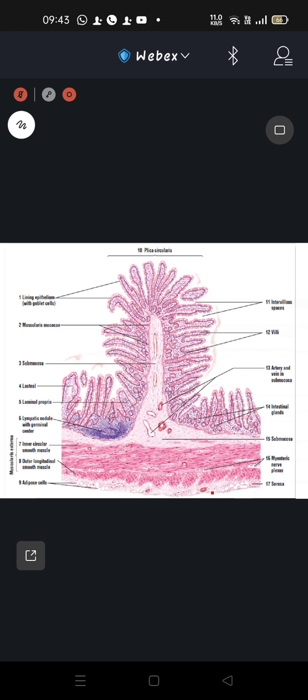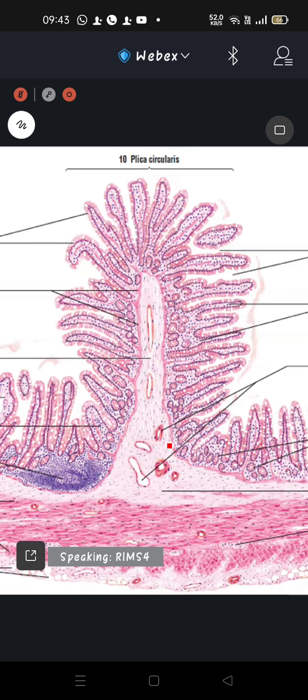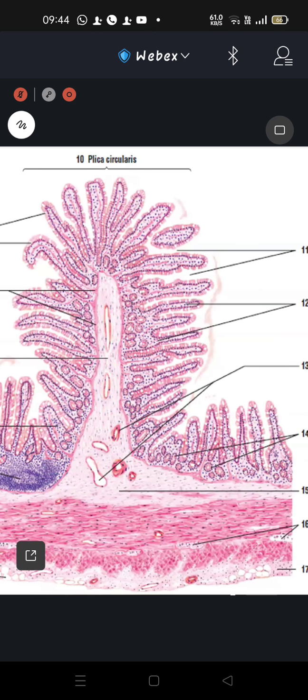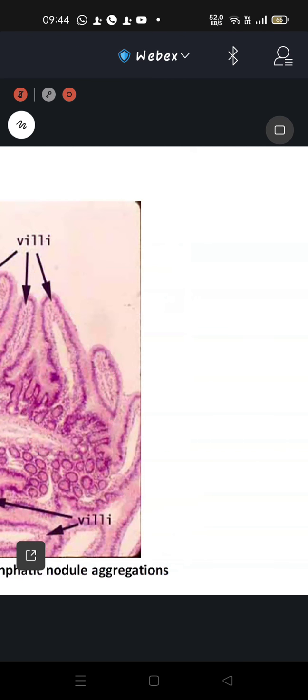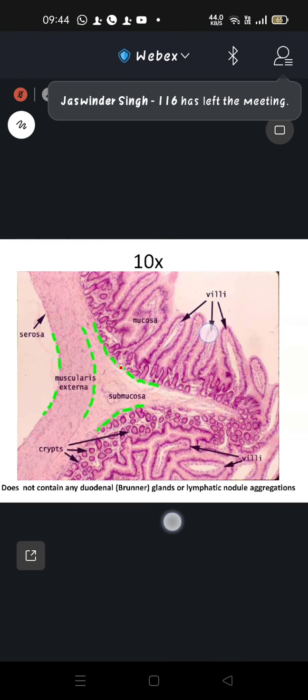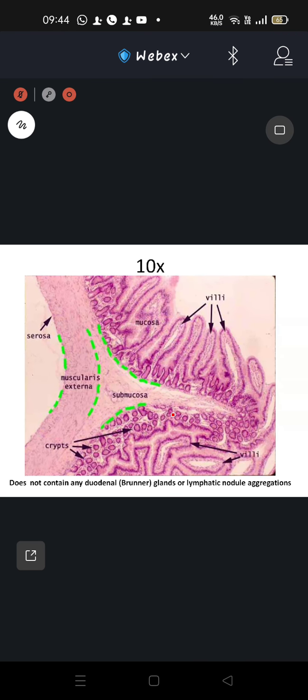So these are the four layers. The mucosa having these long cylinder villi, and the submucosa doesn't contain any Brunner's gland or mucus-secreting gland. Muscularis externa has inner circular and outer longitudinal layers, and the outermost is the serosa. Here we can also appreciate how this plica circularis is being formed by evagination, and they are covered by the mucosal lining.